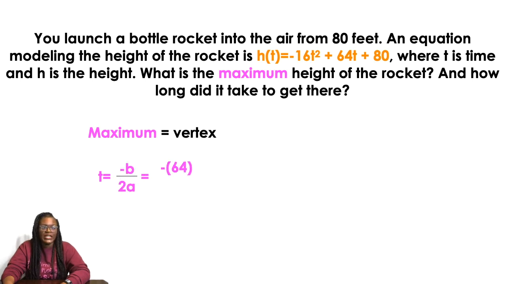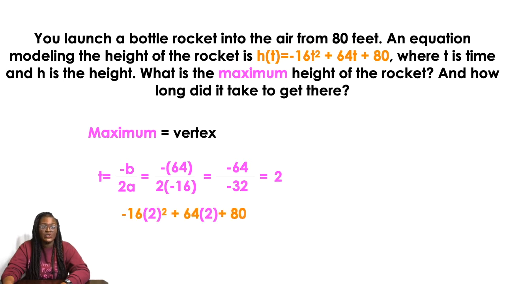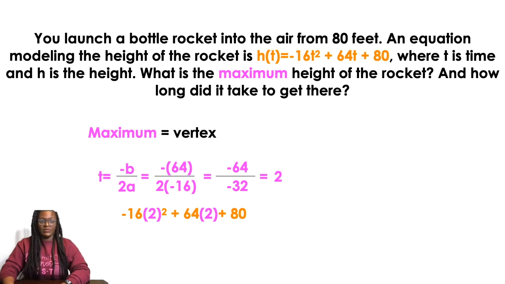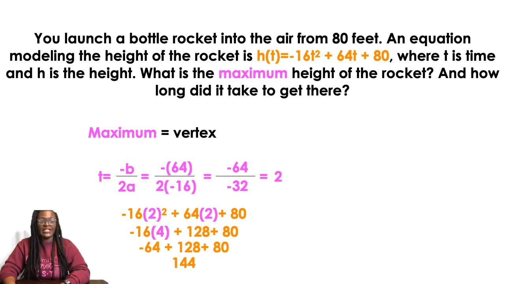So we're going to plug in negative 64 over 2 times negative 16, because a is negative 16, b is 64. I'm going to simplify. Negative 64 over negative 32, I'm going to get 2. Once I get that 2, we plug it in. Instead of t, we're going to say 2. We're going to simplify by using PEMDAS and we're going to get 144.